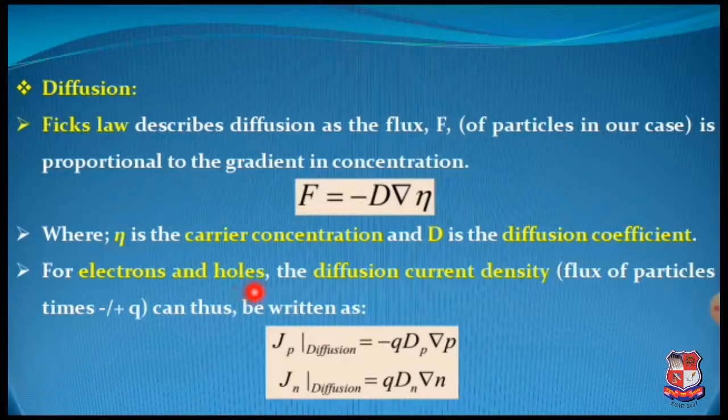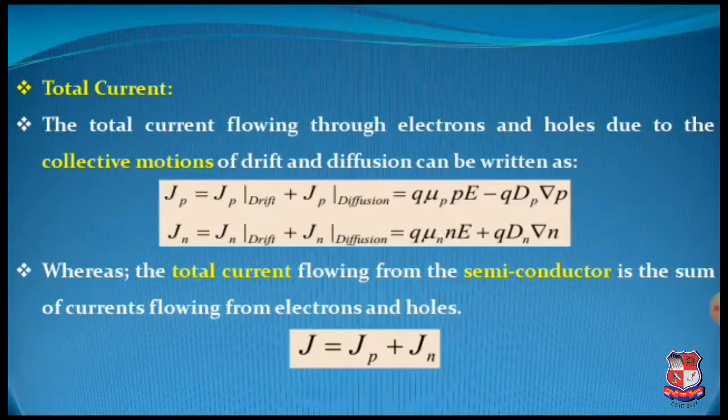For electrons and holes, the diffusion current density can now be written as Jp diffusion is equal to minus q Dp into gradient p, and Jn diffusion is equal to q Dn into gradient n. Here the negative sign is eliminated for electrons because the electrons have charge negative q, whereas the holes have charge positive q.